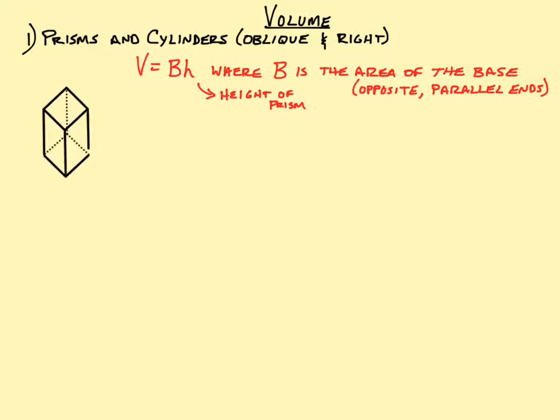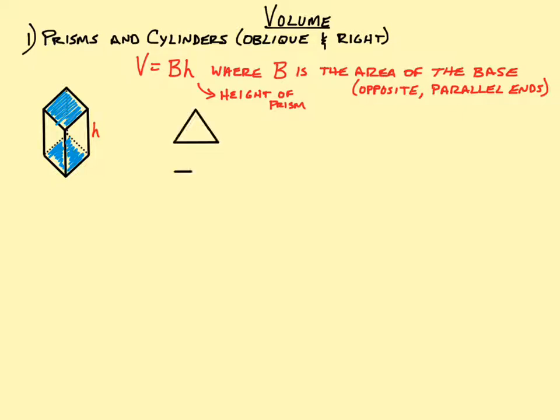So let's start with a rectangular prism. In this case, these would be the bases. Now you could have the other sides be bases, but generally we pick the top and the bottom if that's the option. And this would be our height. So we'd find the area of the blue bases, multiply it by the height, and we would be good to go.